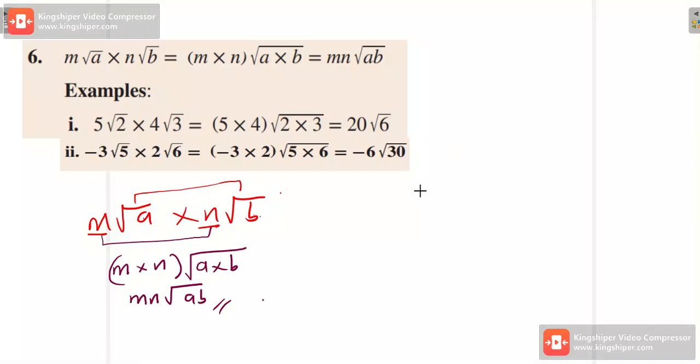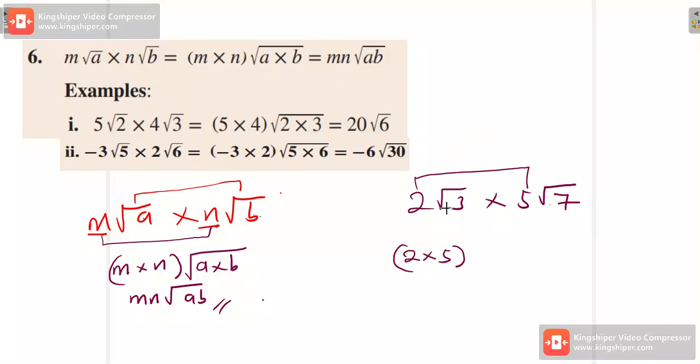So let's take an example. We have 2 root of 3 times 5 root of 7. Here we can see that the two rational numbers are 2 and 5. So multiply them, 2 times 5. Then the root of 3 and the root of 7 are radicals. So take one square root and multiply the radicals, which is 3 times 7. So we have 10 root of 21, and that is the result.